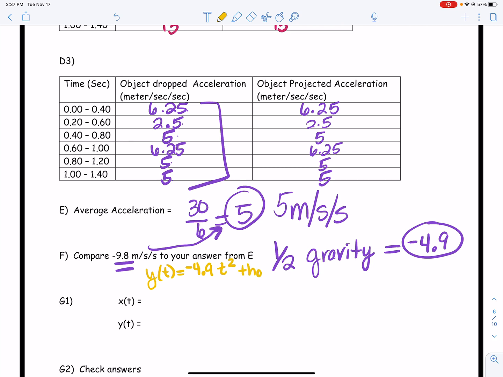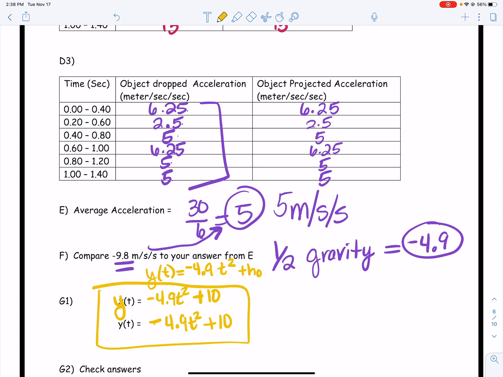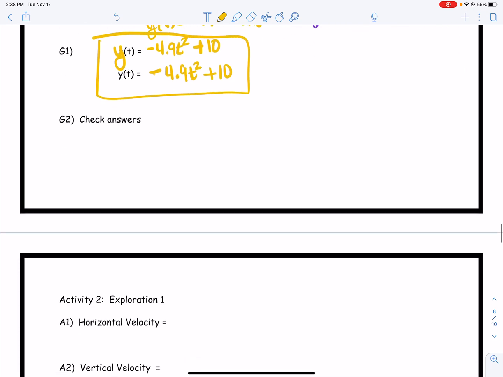So if I look at this, then my x and my y, they want the x of t, a function? Oh no, these both should be y. So my y of t for the one that was dropped is going to be negative 4.9 t squared plus 10, because I started at 10. And my y for the one that was pushed is going to be negative 4.9 t squared plus 10. So your y's are going to be the same whether it's dropped or whether it's pushed. And so these are my answers, okay?